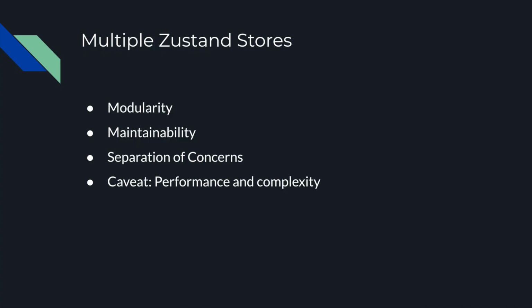Creation of multiple stores. You can have multiple Zustand stores in your React application. Zustand is flexible and unopinionated, allowing you to create as many stores as you need. This can be useful for organizing your application state in a way that is logical and manageable, especially as your application grows in complexity. Some benefits include, one, modularity. Different aspects of your application state can be managed independently. For example, you could have separate stores for user authentication, application settings, and other domain-specific data.